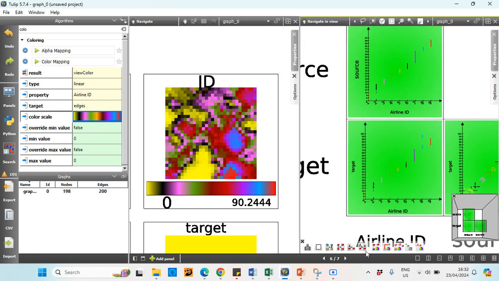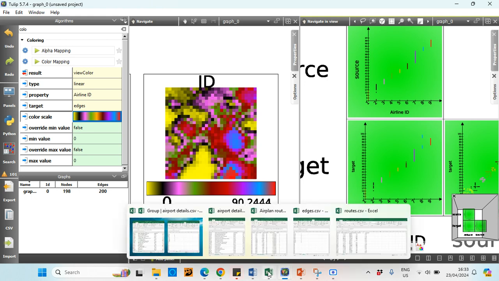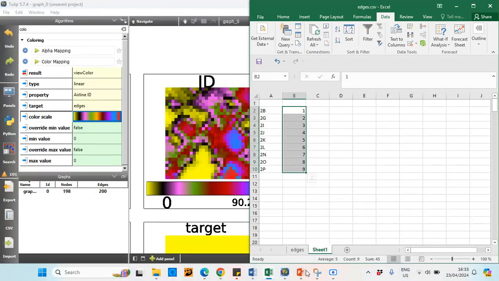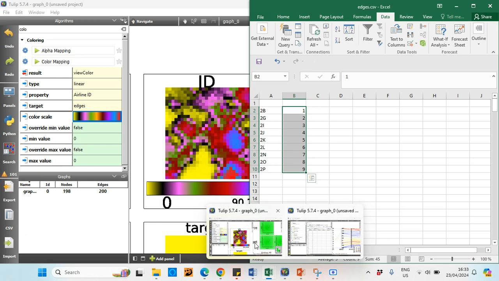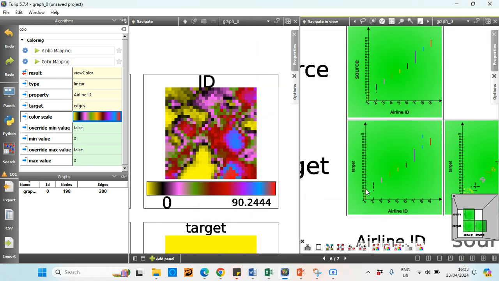airline ID. We gave them unique IDs, which were 1, 2, 3, 4, 5 up to 9. That was for those airlines like 2B, 2G, 2I, things like that. So in the source, you'll notice the one which was given 1, and that was 2B. 2B is 1, 2G is 2. So you'll notice this one is 2B and 2G.